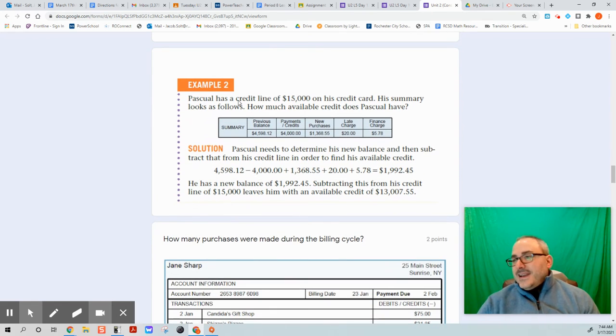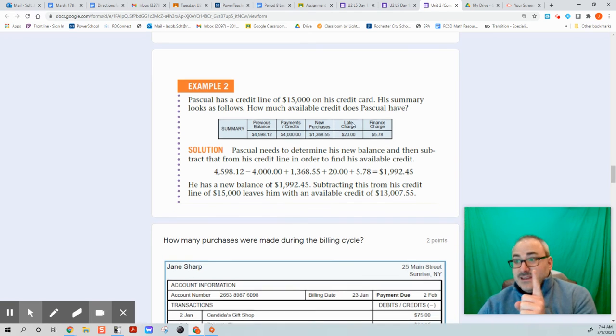Okay. Example 2. Pascal. Pascal has a credit line of $15,000 on his credit card. His summary looks as follows. How much available credit does Pascal have? All right, there's the summary. Here's his previous balance. There's his payments and credits. There's his new purchases. There's his late charge. There's his finance charge.